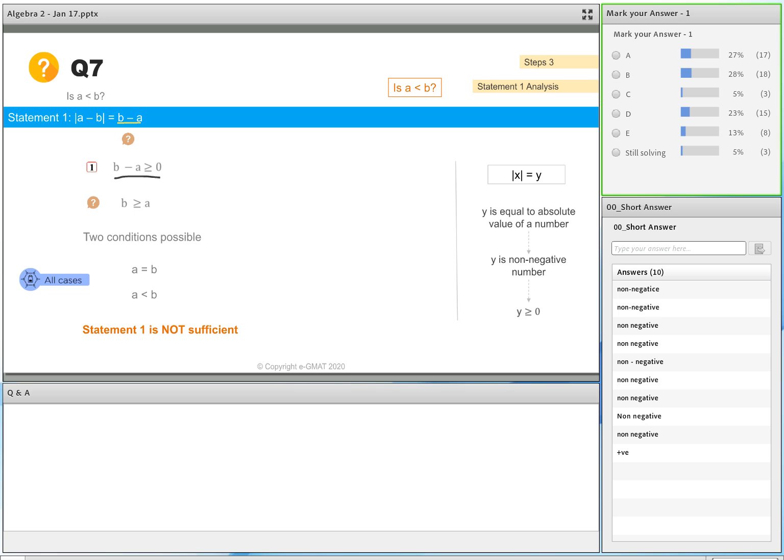If I take A to the right-hand side of this inequality, I can say that B is greater than or equal to A. So there are two possible cases. One is when A is equal to B, when both the numbers are equal. The second is when B is greater than A. So can we say that A is less than B? No, we cannot say that, right? Because for one case, yes, it is true. For the other, it's not true. So since we have conflicting answers, we would not be able to answer this question with the first statement, and hence statement 1 is not sufficient.